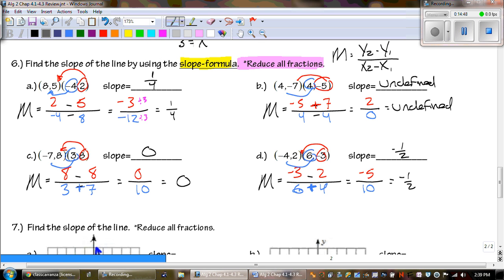Now, other things that you should be thinking about, for like A, we know that A is rising because it's positive. When it's undefined, that means we have a vertical line. When it's 0, our slope is 0, that is a horizontal line. It's lazy, like Ms. Carranza says. And the negative, that means that that line is falling. Okay?